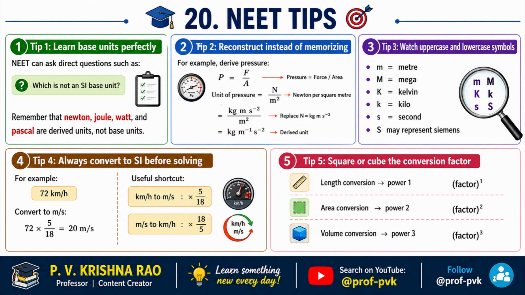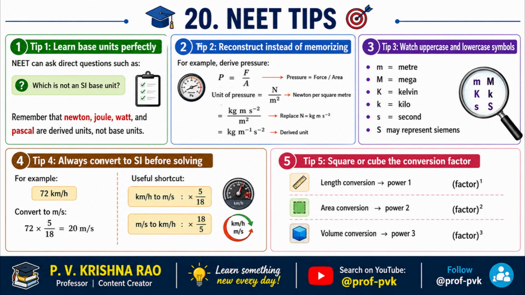Next tip. For example, derive pressure. Pressure formula is force per unit area, that is F by A. Unit of pressure is equal to force, newtons, capital N, divided by area, units meter square. You should write in the denominator N by m square.